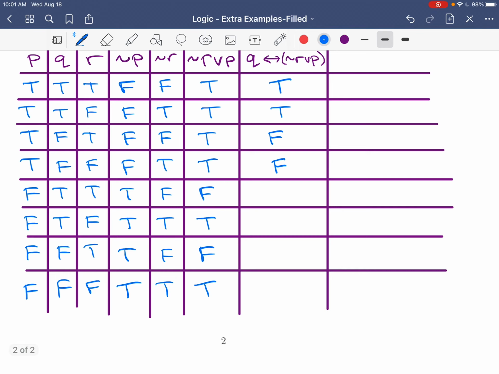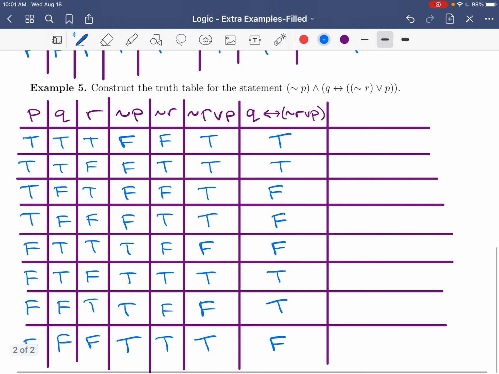And then I have false and true. So that's false. True and true. False and false. So that's the same, so that's true. And then true and false. So that's a false.